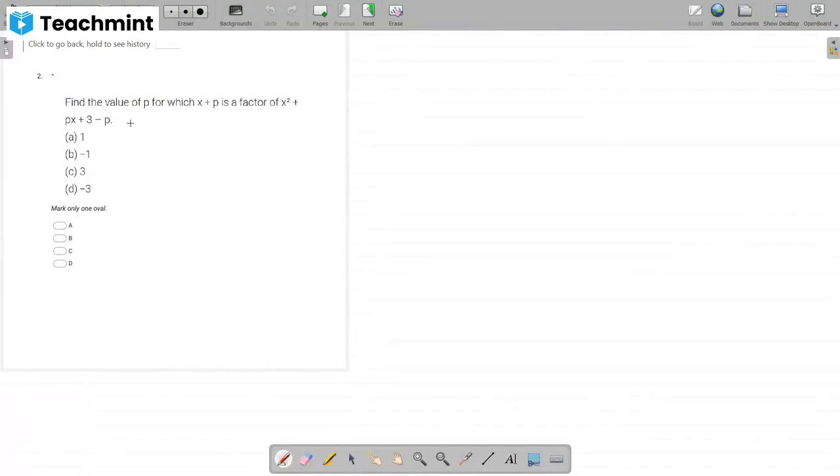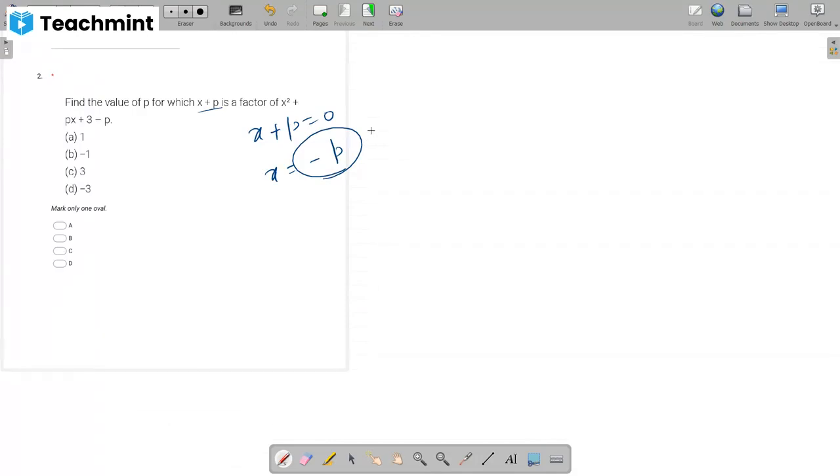The first question is: find the value of p for which x plus p is a factor of x square plus px plus 3 minus p. We have to find the value of p, right? And this x plus p is a factor. So if x plus p is a factor of this polynomial, it means when we put x plus p equals to 0, or simply when we find the value of x, that is minus p here, and put this value in this polynomial, then this will satisfy the polynomial.